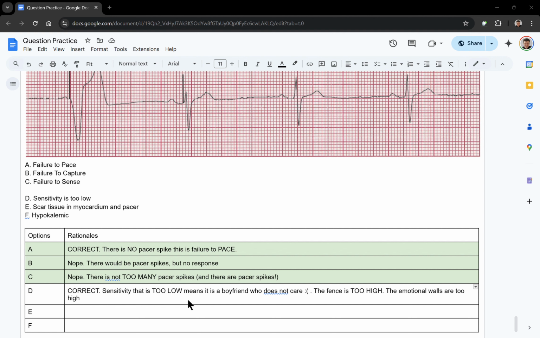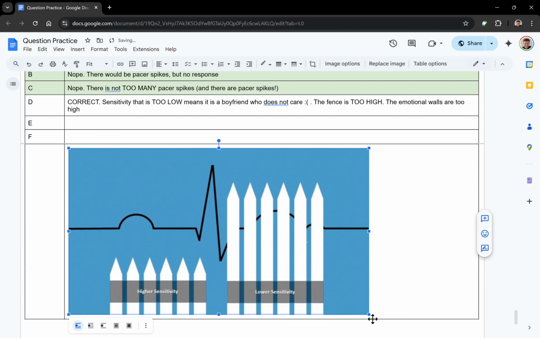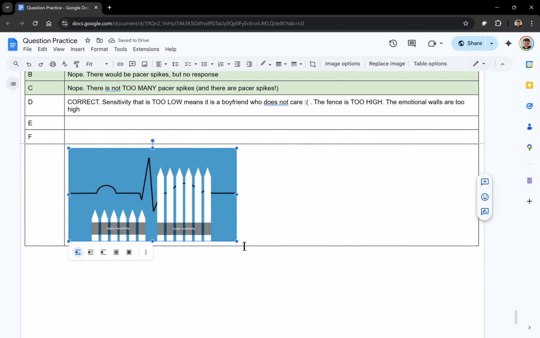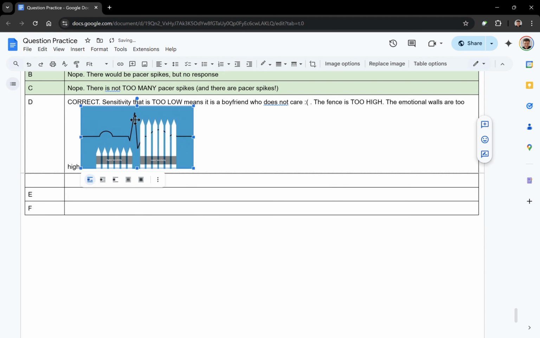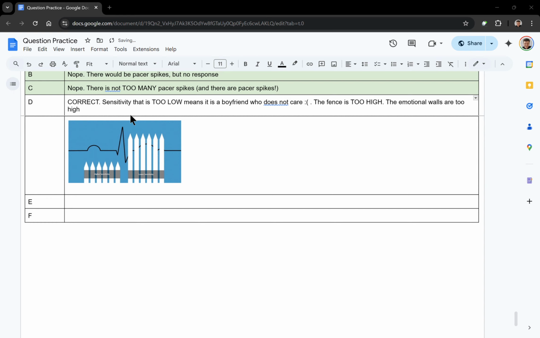Let's do a fence here. Let's make sure they labeled it right. So low sensitivity, high sensitivity. All right, so let's grab this one. Actually, yeah, low sensitivity, right? So the walls are too high, right? So the boyfriend doesn't care, okay? Does that work? Or this guy's too sensitive?